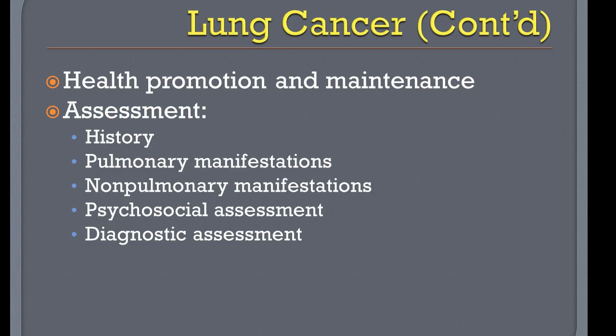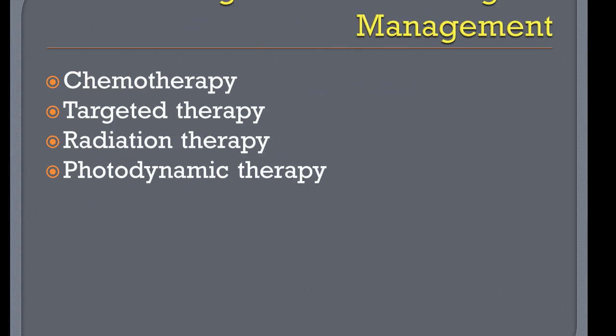It's a very scary time for people when they suspect they might have a cough, but they say that it's maybe due to the fact that they do smoke. But when people start coughing up blood or they start to lose weight for no reason at all, that could be an indication of some of the late types of symptoms. They may use chemo, targeted therapy, radiation therapy, and photodynamic therapy.